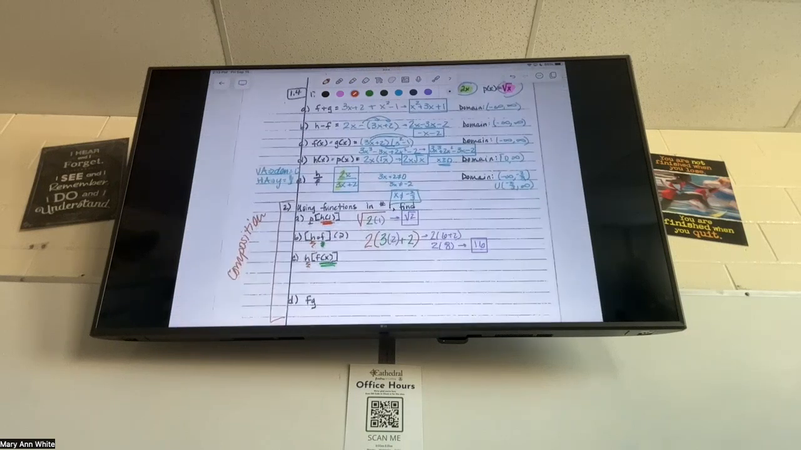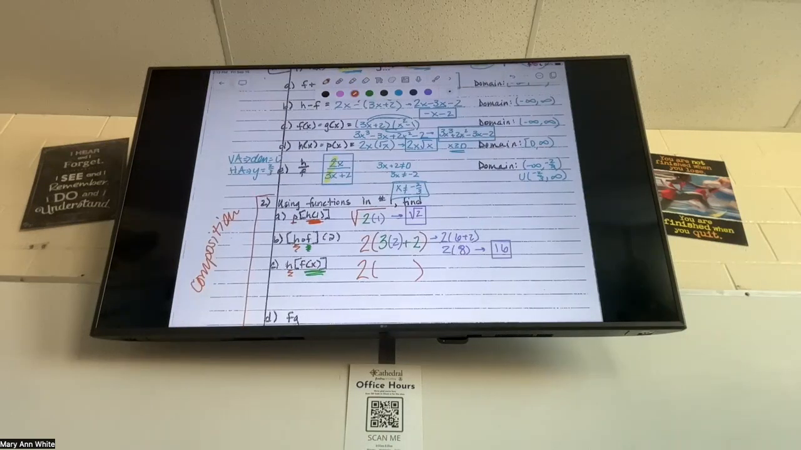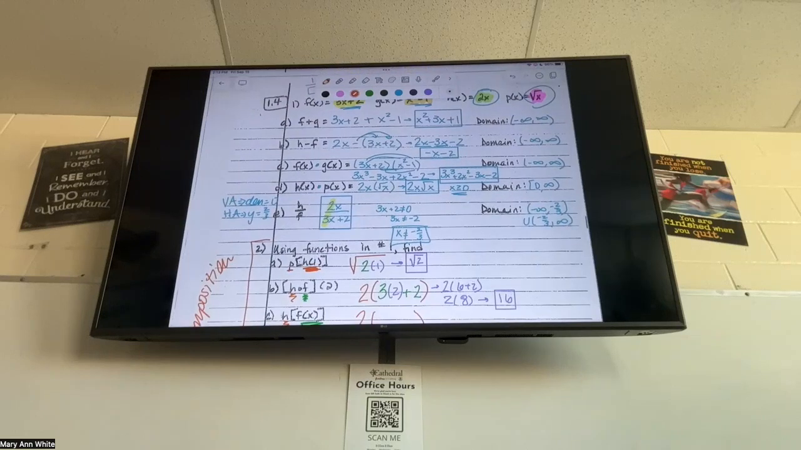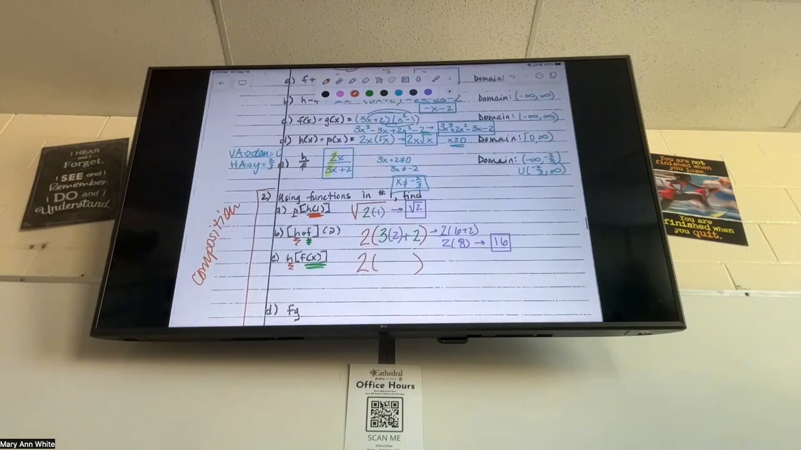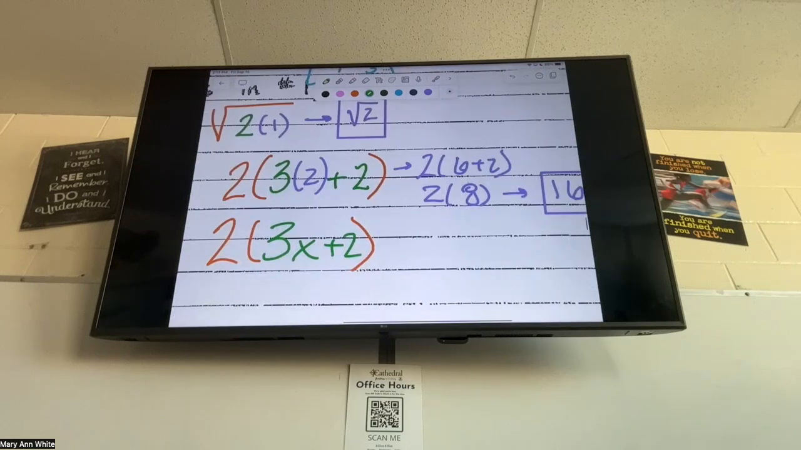So actually we just kind of did that, didn't we? 2X was my H, and instead of X, I'm gonna go ahead and put F. So I'm gonna do 3X plus 2. Since it says we're doing that of F of X, I'm not putting any number in for X, I'm just gonna leave it. However, we can distribute that 2 in order to make it more simple. So it becomes 6X plus 4.